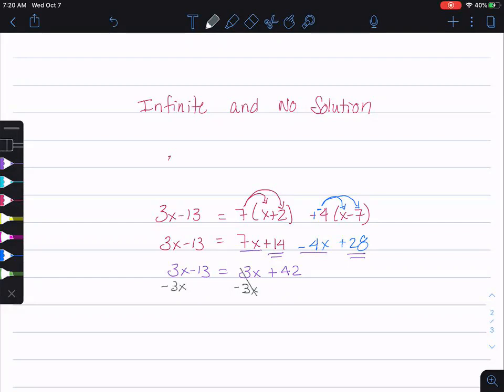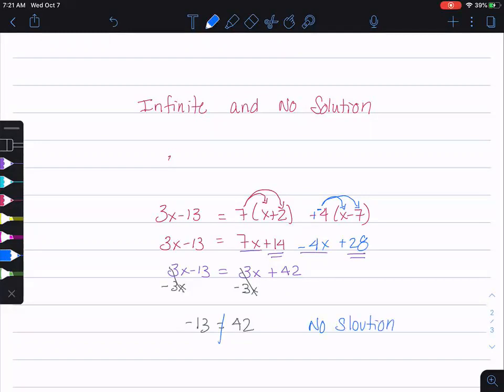This will cancel. But what I notice in this case is it cancels over here also. So what I'm left with is negative 13 equals 42, which is not a true statement. That is not true. And when you end up solving these and you get a not true statement, this would be considered a no solution.